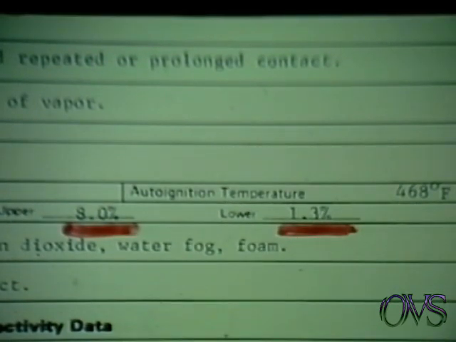For JP4 jet fuel, the upper limit for explosivity is 8%, and the lower is 1.3%. Above that upper limit, ignition will not take place because there is not enough oxygen in the air to support the fire. Below that limit, there is not enough fuel in the air.